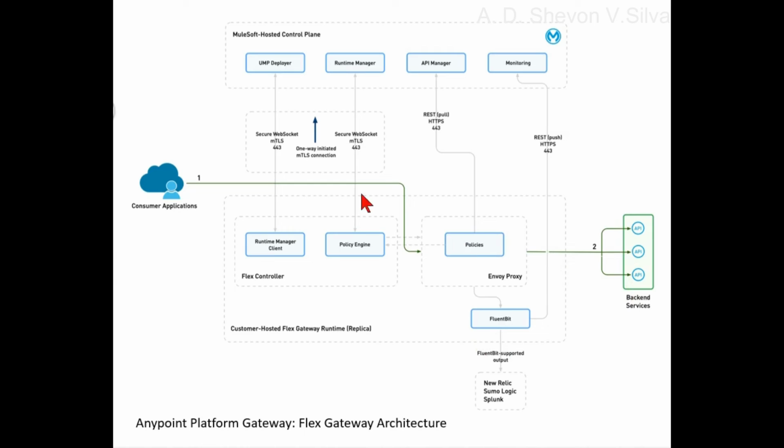Here APIs are in the backend. Here you can see the customer consumer applications are connected to the Envoy proxy, and the Envoy proxy is connected to backend services.